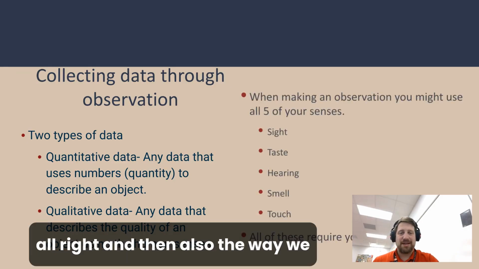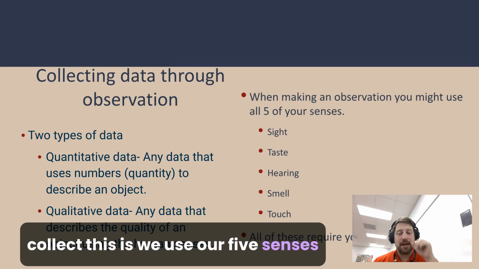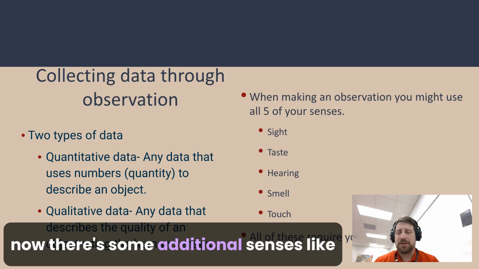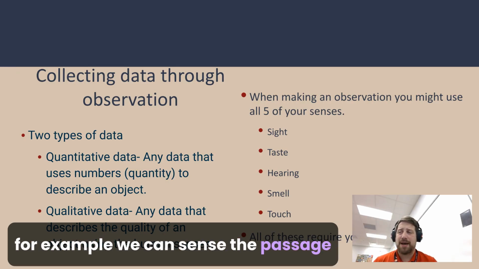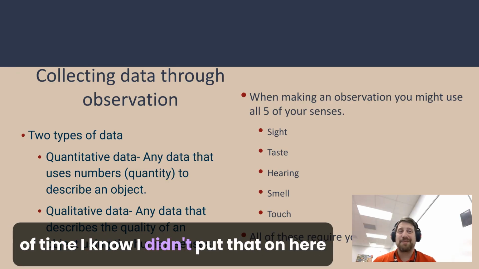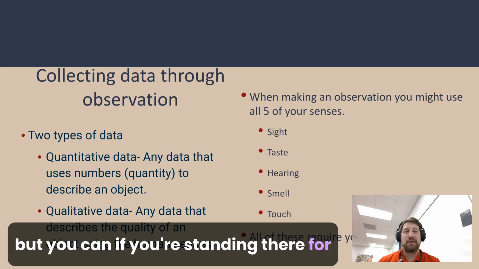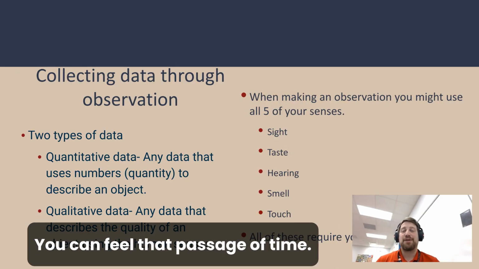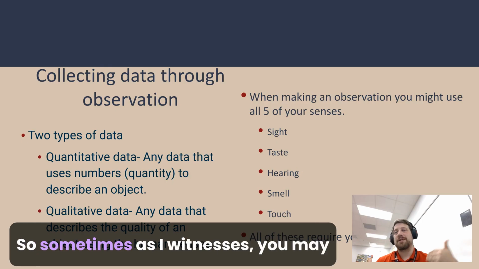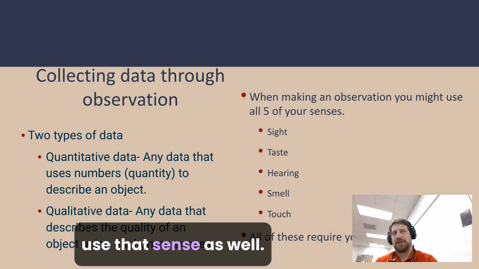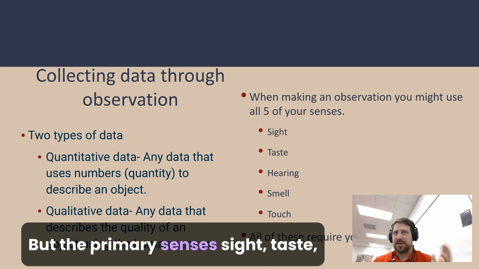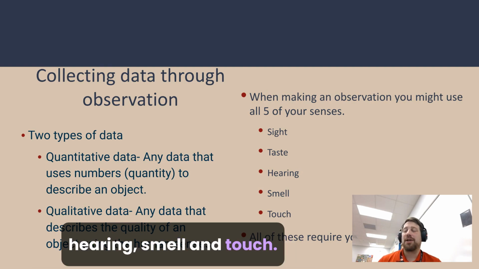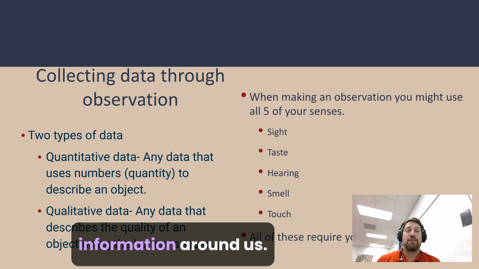All right. And then also, the way we collect this is we use our 5 senses. Now, there are some additional senses, like, for example, we can sense the passage of time. I know I didn't put that on here, but if you're standing there for long enough, you'll realize, oh man, this is taking forever. You can feel that passage of time. So sometimes, as eyewitnesses, you may use that sense as well. But the primary senses, sight, taste, hearing, smell, and touch, that's usually how we take in information around us.